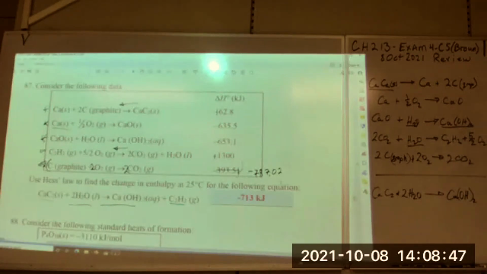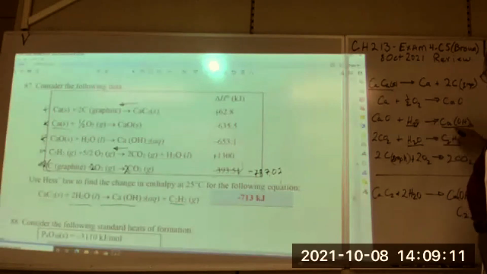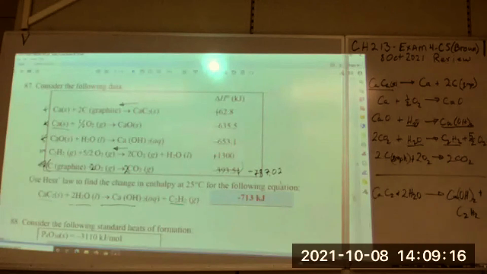Okay. And acetylene. Right there. I'm going to better put it down here. C2H2. Takes care of acetylene. Okay, is that everybody? 1, 2, 3, 4 terms. That means that everything else has to cancel.